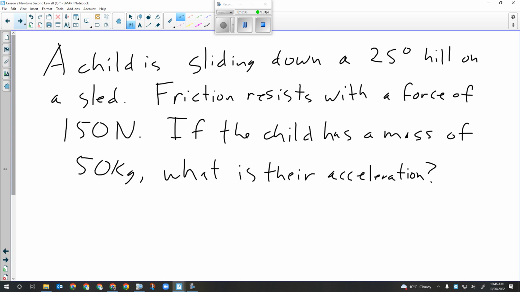One more incline plane. A child is sliding down a 25-degree hill on a sled. It's not snowing yet, but it's in the forecast. Not till tomorrow, probably won't stick, but it's a winter-themed question. Friction is resisting with 150 newtons. The child's mass is 50 kilograms. What is their acceleration? This one's actually easier than the last one, less calculation.